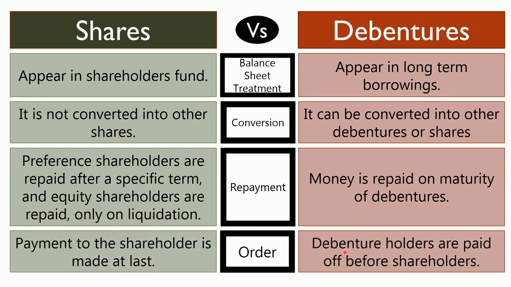Order of repayment. Debenture holders are paid off before shareholders, whereas payment to the shareholders is made last because they are the owners of the company and they get the residual amount. That is, they get the amount that is left with the company after settling all the claims.